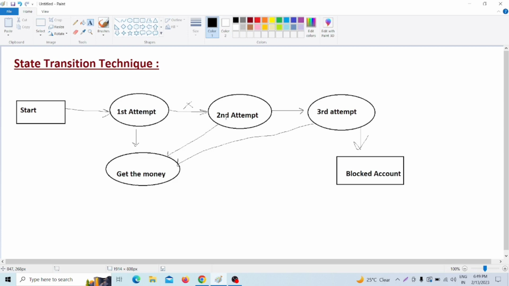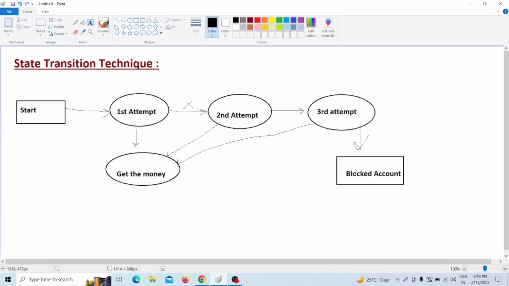Now we are trying the second time. If a user gives the correct pin number, then we can get the money for the second attempt. But for the second attempt, if the user is not giving the correct pin number, then what? Then we can go for the third attempt. So in the third attempt, if the user puts the correct pin number, then the user can get the money. But in the third attempt, if the user puts some wrong pin number, then the account will be blocked.